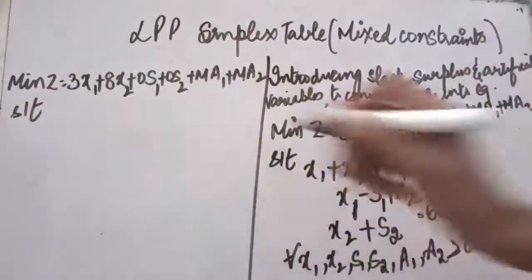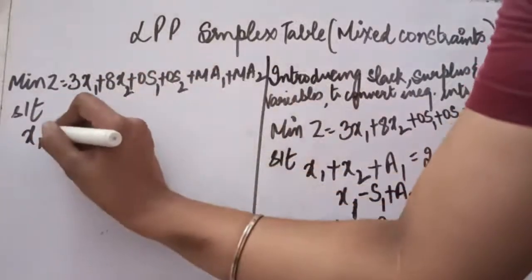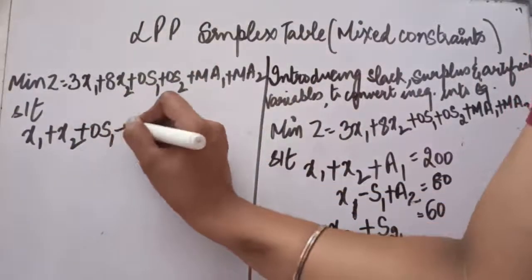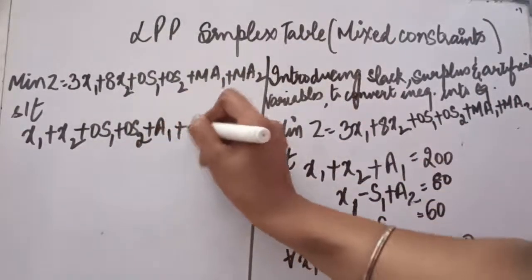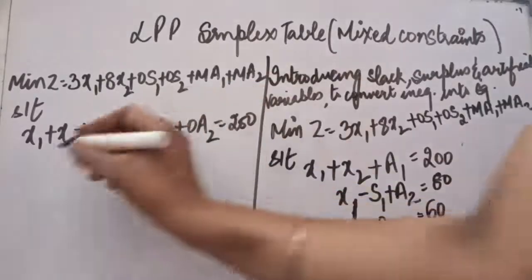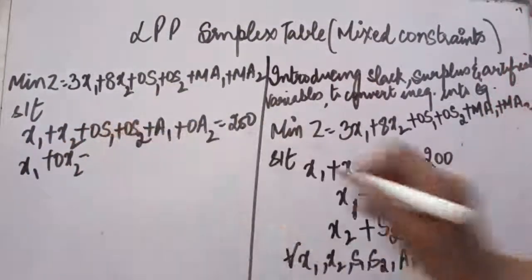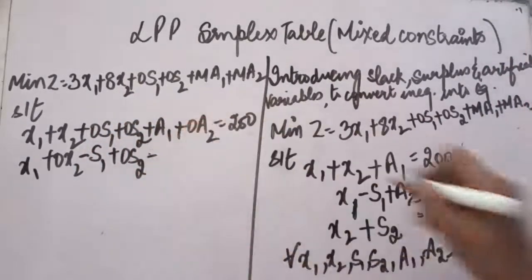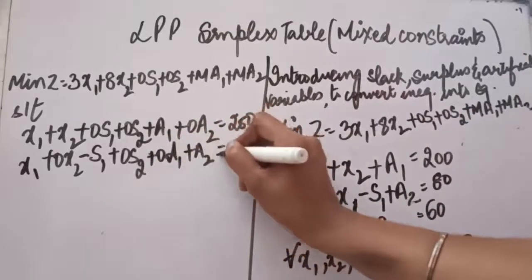In case of constraints, subject to x1 plus x2, there is no s1, s2, so they will come with 0 coefficient: 0s1, 0s2. a1 is there, so a1 will come as it is, but a2 was not there, so it will come with 0 coefficient, equals 200. Second, x1. x2 is not there, so it will come with a 0 coefficient. s1 is there, so minus S1. S2 is not there, so plus 0S2. A1 is not there, so 0A1. A2 is there, so A2 will come exactly as it is, equals 80.